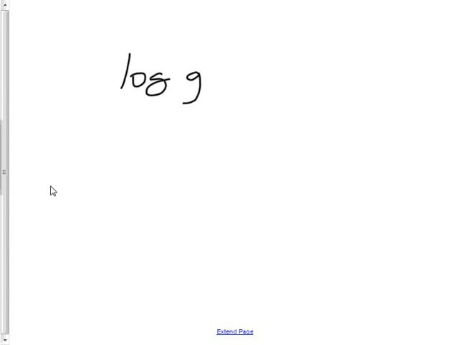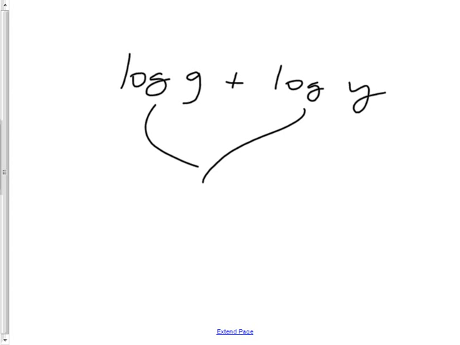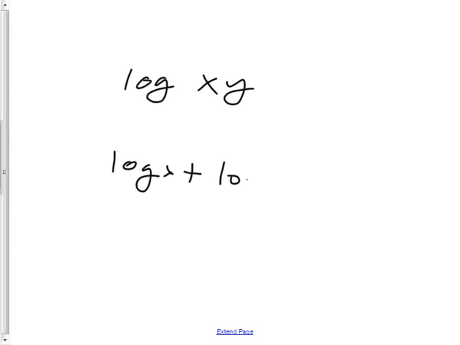Okay, so if I have log g plus log y, I can put them together now and make it into a single log. The two shall become one, sort of like marriage of the logs. Of what? gy. All right. And if I wanted to, I could break them apart. We have log of xy, which could break into what? Log of x plus log of y.